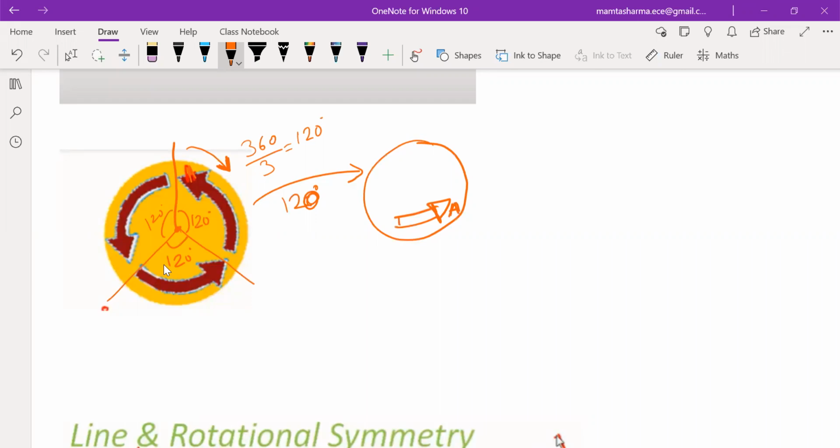This A point would come here, and this will look the same as this figure. Okay, so this I have not done.